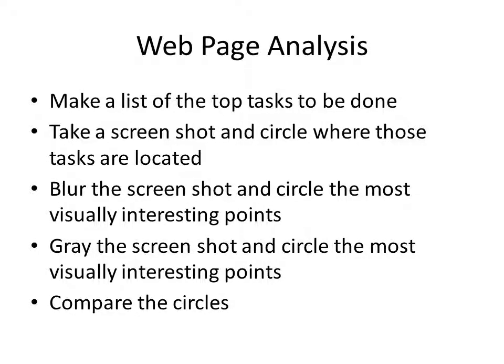Okay, so in a quick summary, web page analysis. Make a list of the top tasks. Take a screenshot, circle where those tasks are located. Blur it, circle them. Gray it, circle them. Now what I've got is what's most visually interesting. And then I'm going to compare what's most visually interesting to what my periphery actually sees. Am I using my knowledge of the anatomy of the eye to guide you very fast to the things I really want you to see?